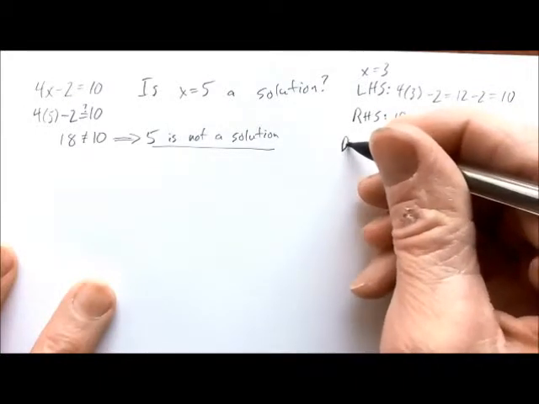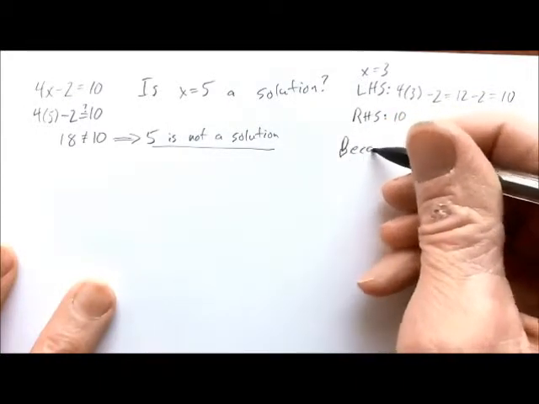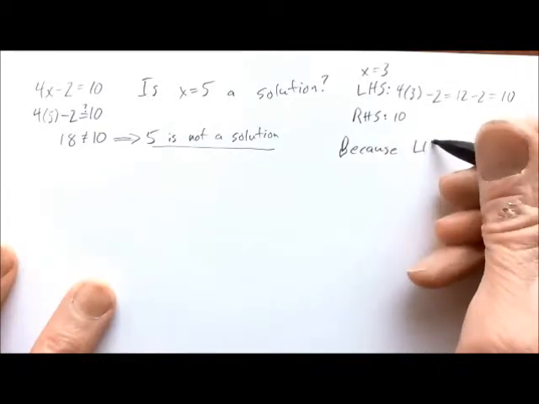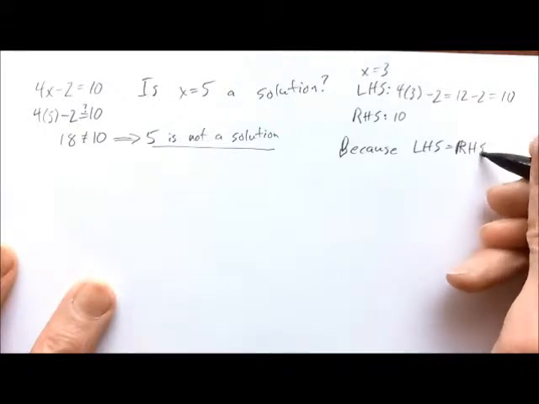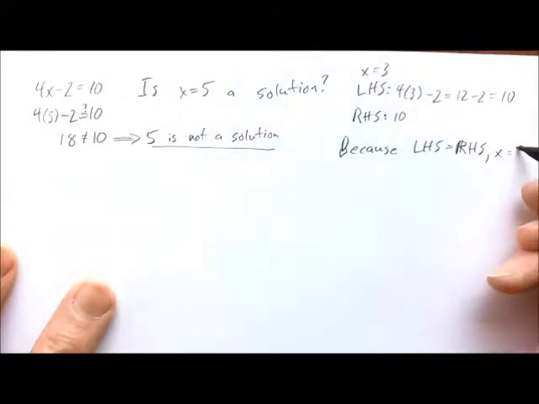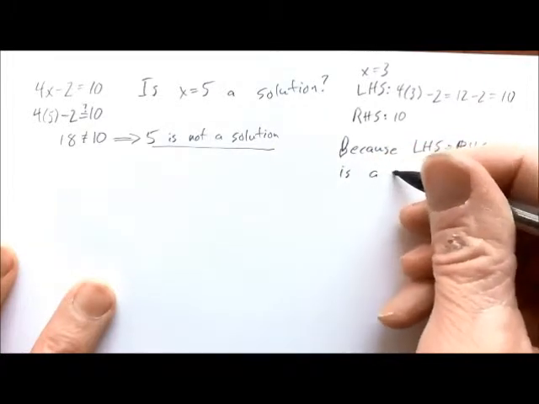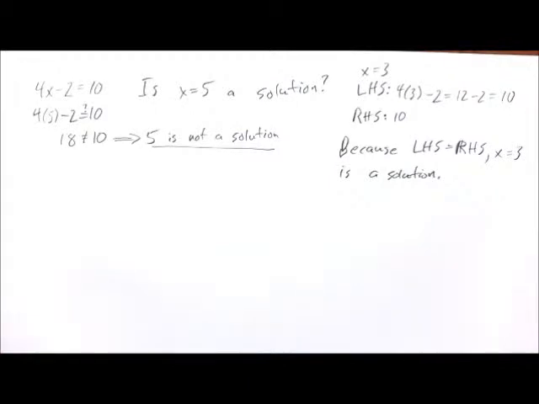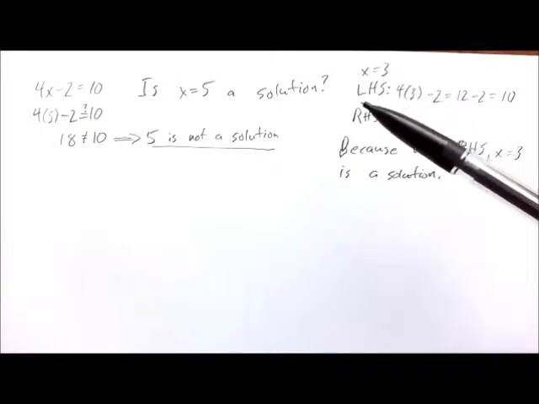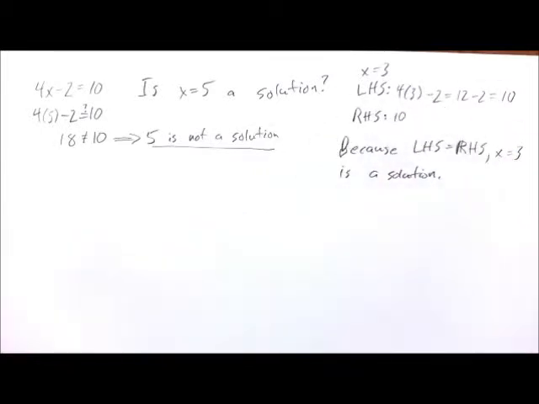So because the left-hand side equals the right-hand side, x equals 3 is a solution. So that's the technique we're going to use with differential equations to see if something's a solution: we'll substitute our proposed solution into both the left-hand side and right-hand side and see if we come up with a true statement, or if the left-hand side equals the right-hand side.